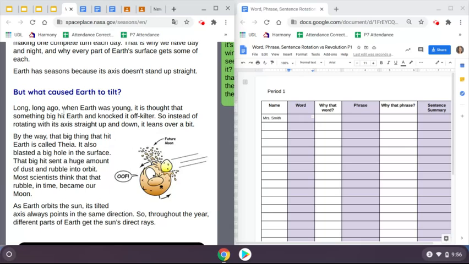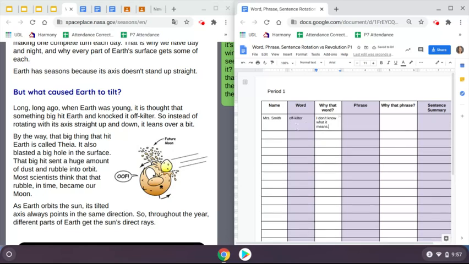So if we're talking about what caused Earth to tilt, it says, long, long ago when Earth was young, it was thought that something big hit Earth and knocked it off kilter. Maybe I want to know what off kilter means. So why that word? I don't know what it means. You're just going to add that piece into the document.